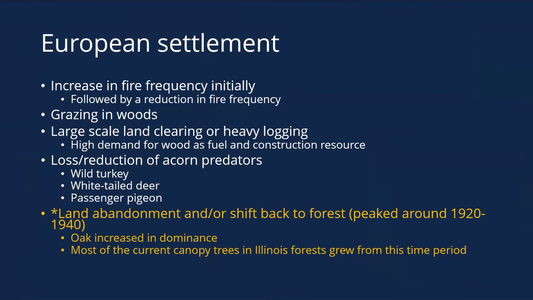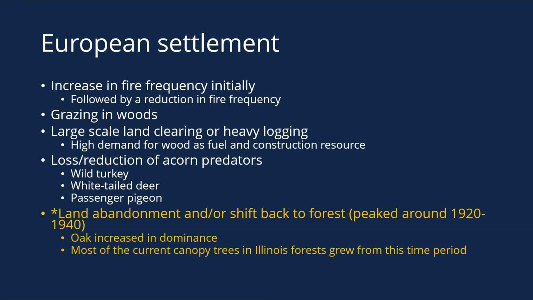Specifically, we actually saw an increase in fire frequency initially. When the Europeans came in, they were using fire for clearing the woods, for other types of management. And so we saw an increase in how often fires were on the landscape, followed later by a big reduction in fire frequency. But initially, we saw more fire. We saw cattle grazing the woods, large scale land clearing and heavy logging. Basically, there was a really high demand for wood as a fuel source and a construction resource. And so most of the woods here in Illinois were cleared or heavily logged.